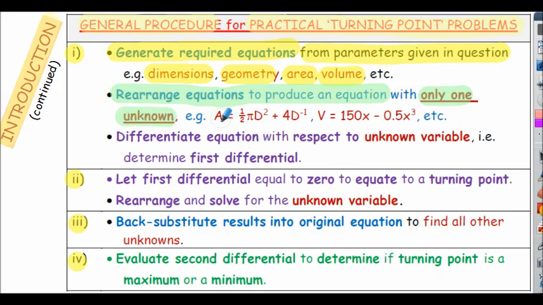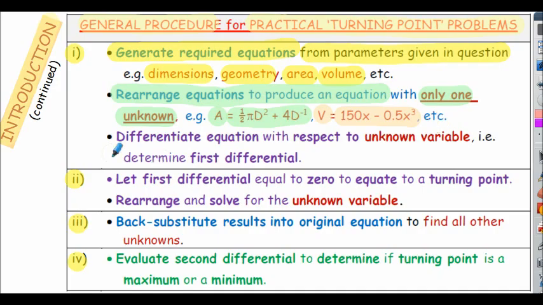So later on within the presentation we'll be generating such equations as A is equal to a half pi d squared plus 4d to the negative 1. So that's surface area as a function of d. d is the variable we're trying to find, diameter of a cylinder. Also a volume formula here as a function of x. So that's just 2 examples of where equations are generated forming a function of only one unknown.